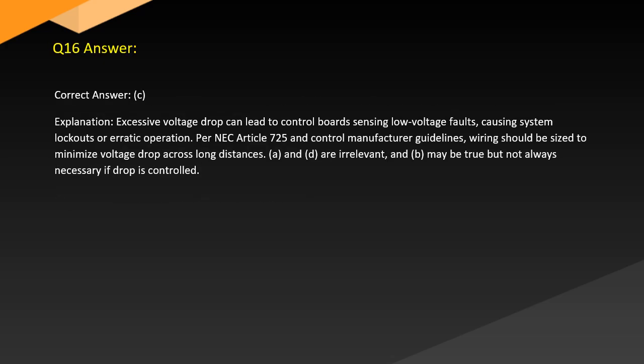Answer. Correct answer: C. Explanation. Excessive voltage drop can lead to control boards sensing a low voltage fault, causing system lockouts or erratic operation. Per NEC Article 725 and control manufacturer guidelines, wiring should be sized to minimize voltage drop across long distances. A and D are irrelevant and B may be true but not always necessary if drop is controlled.